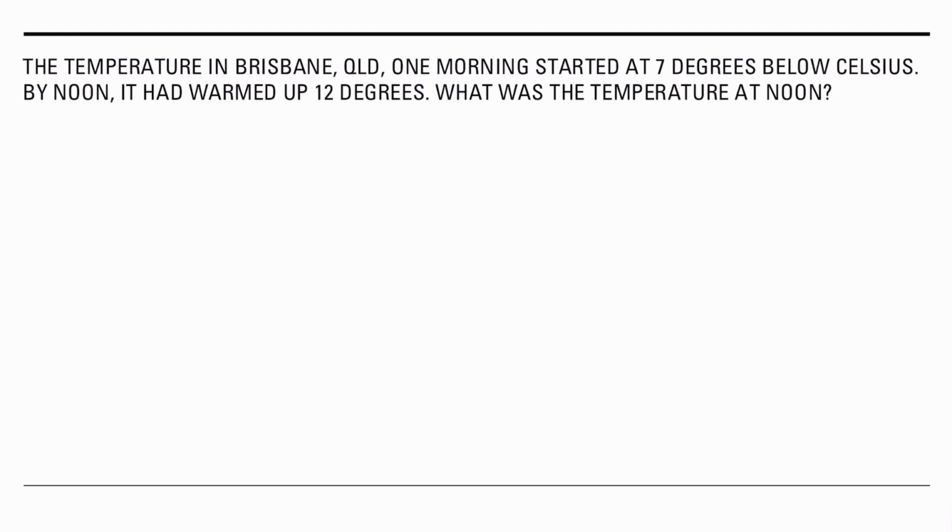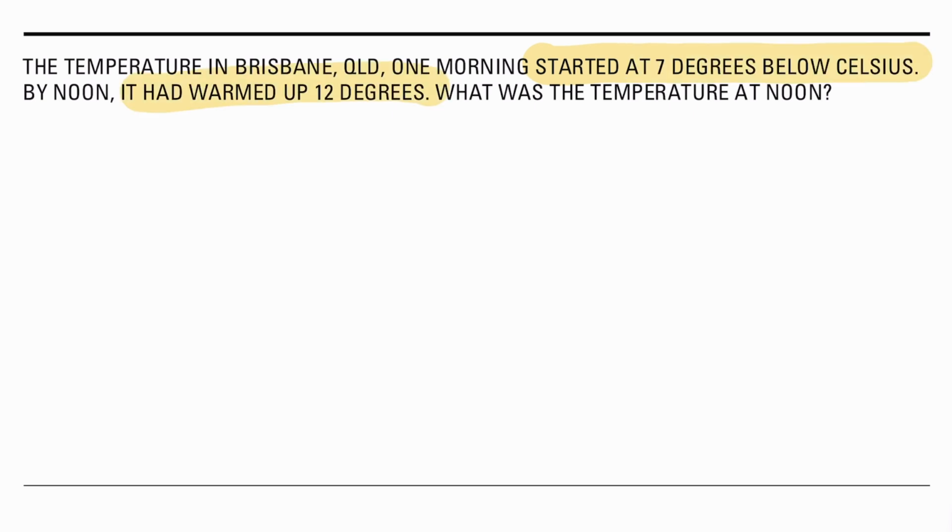The temperature in Brisbane, Queensland one morning started at 7 degrees below 0 Celsius. By noon, it had warmed up 12 degrees. What was the temperature at noon? Okay, so we started at 7 degrees below 0 Celsius, and then later on in the day, it warmed up 12 degrees. What was the temperature at noon?